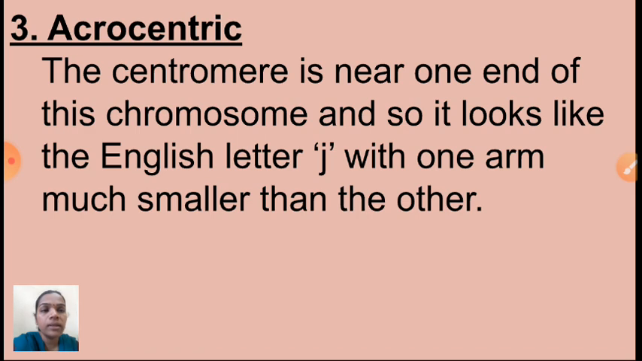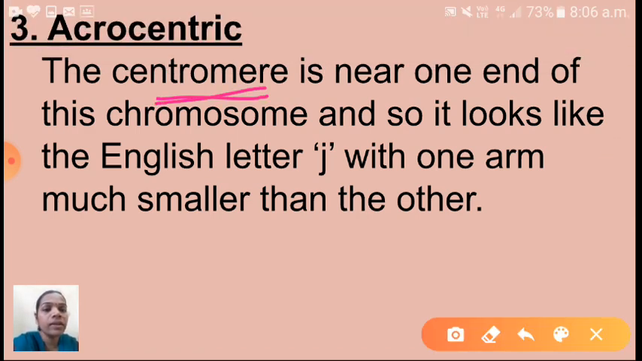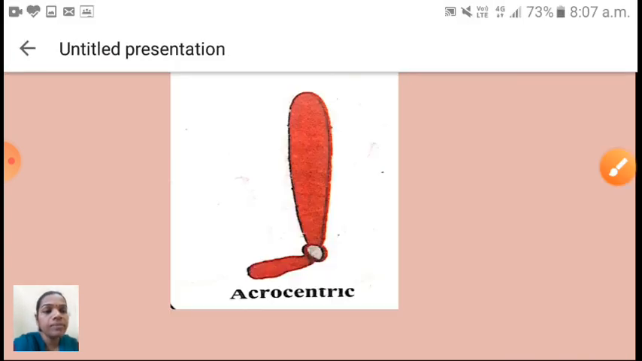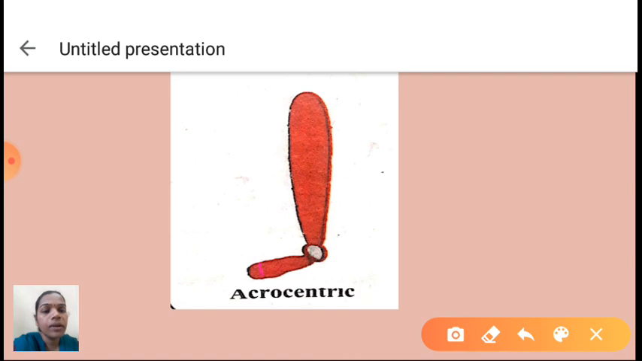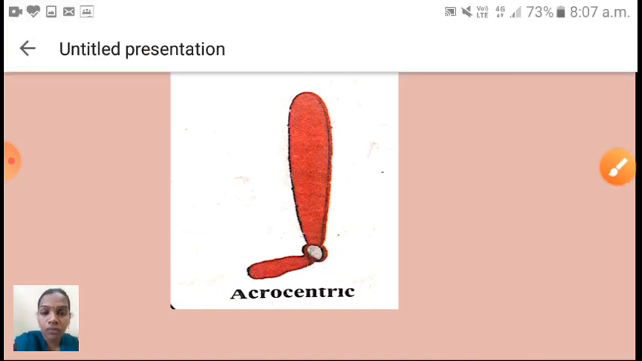The centromere is near one end of this chromosome. See here, where the centromere is located, near one end of this chromosome, and so it looks like the English letter J, with one arm much smaller than the other. Okay children, see, here is the end point, and near the end point the centromere is there. So this arm is much smaller than this arm, so this is called what? Acrocentric.